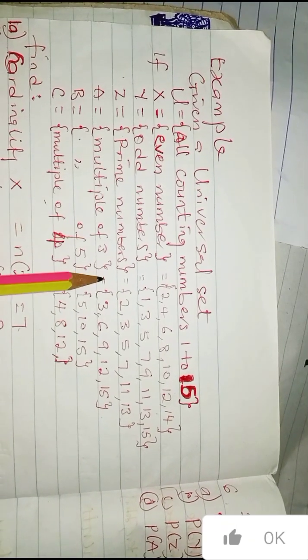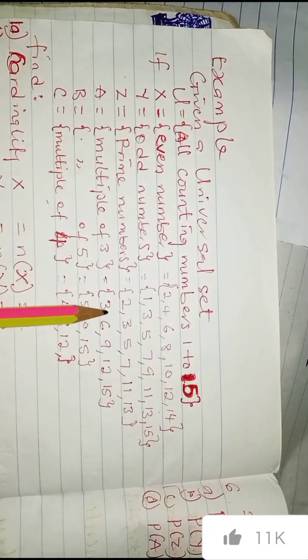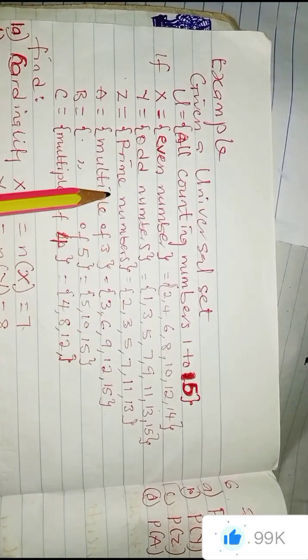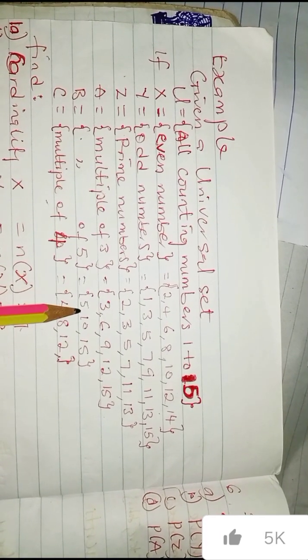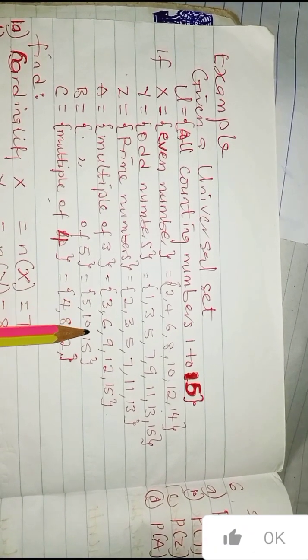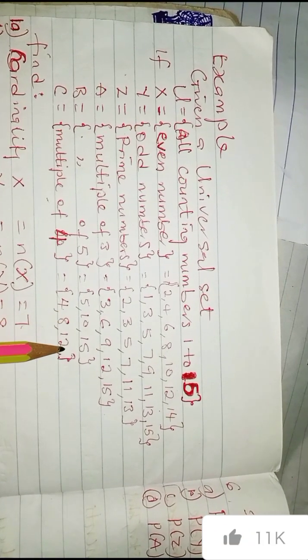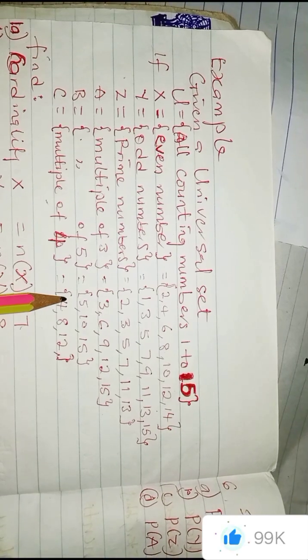Then multiples of 3. Multiples of 3 is a consistent and sequential addition of 3, which is 3, 6, 9, 12, 15. So these are the multiples of 3 between 1 to 15. Then we have multiples of 5, which are counting in 5: 5, 10, 15. Multiples of 4 between 1 to 15 are just 3: 4, 8, 12.